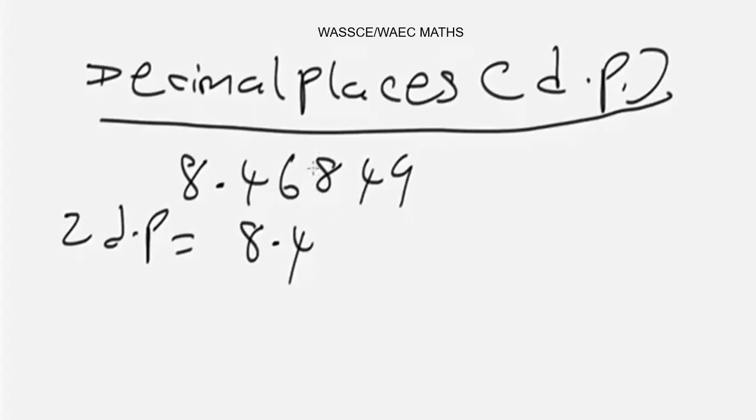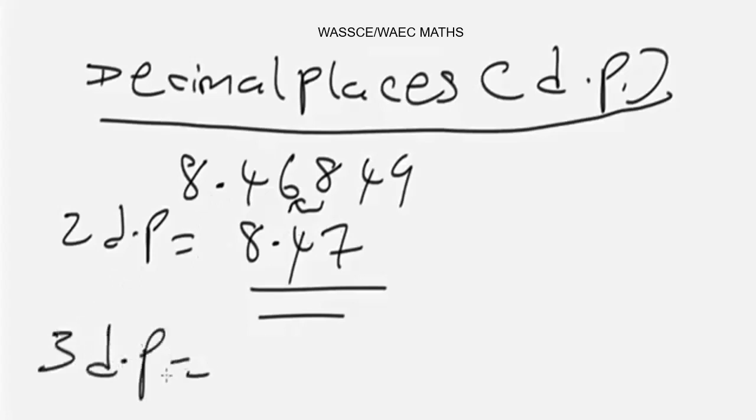So when you take it as 1, you add it to this 6. So when you add it to this 6, it will now be what? 7. And this will be the answer if you are rounding this to 2 decimal places. It's as simple as that, guys. Now what if we are asked to round this number to 3 decimal places? How will you do it?